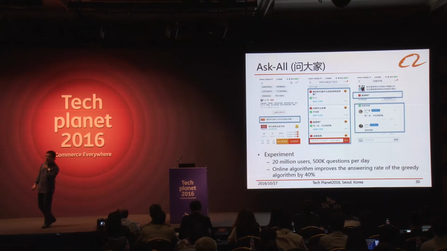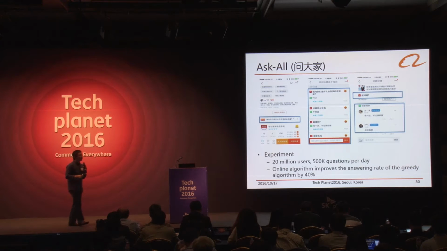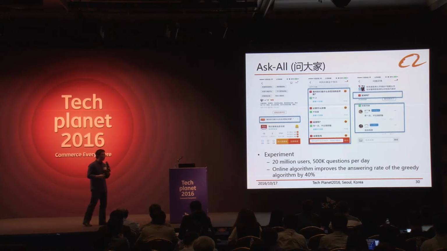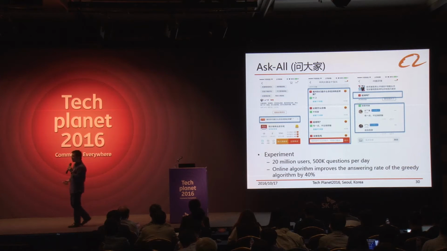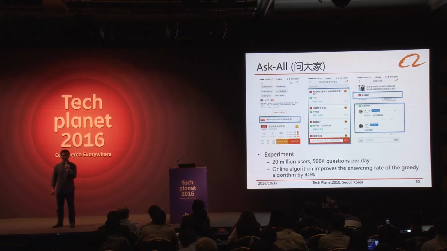In this case, we roughly have 500,000 questions being raised by different users on a daily basis, and we have a pool of 20 million users that are waiting to address the questions. Now, if we run this online algorithm based on this kind of word theory, compared to the greedy algorithm, we find that the answering rate can be improved by roughly 40%. Very, very significant improvement in terms of the user answering.